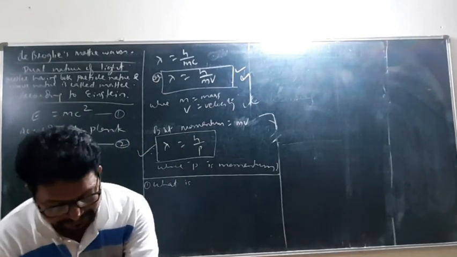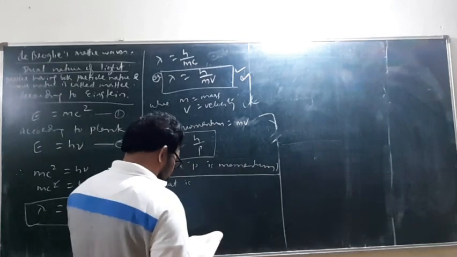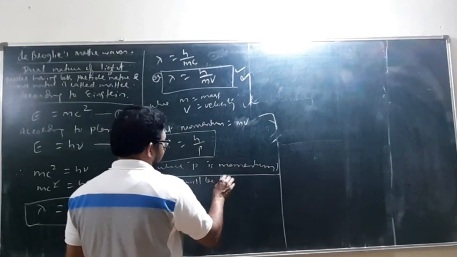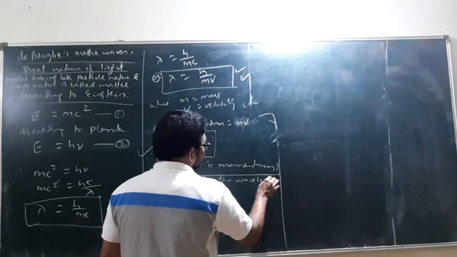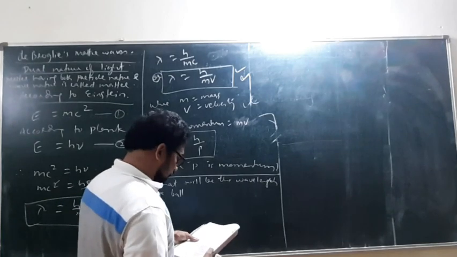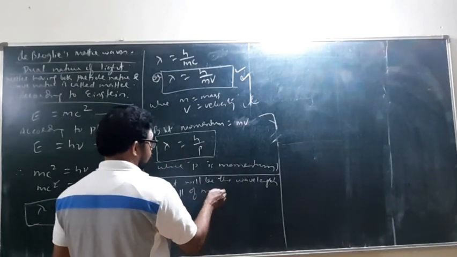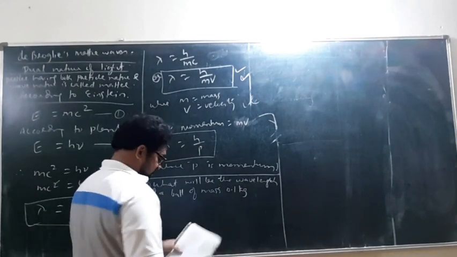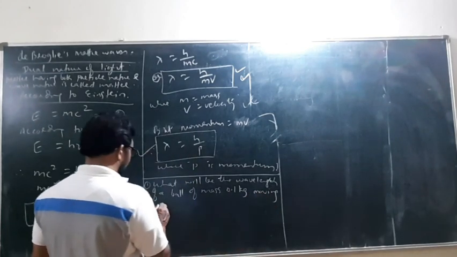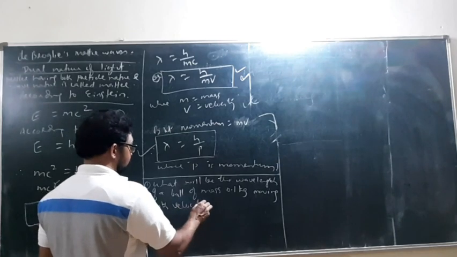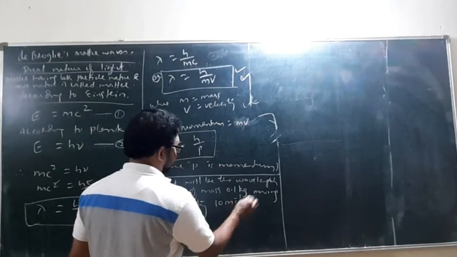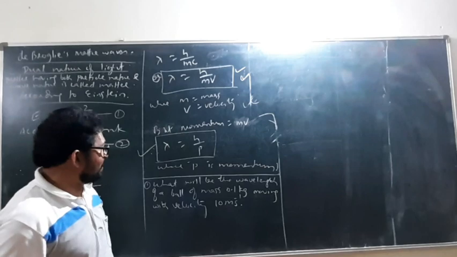So one problem you write. What will be the wavelength of a ball of mass 0.1 kg moving with velocity 10 meter per second. See, simple problem. What will be the wavelength?